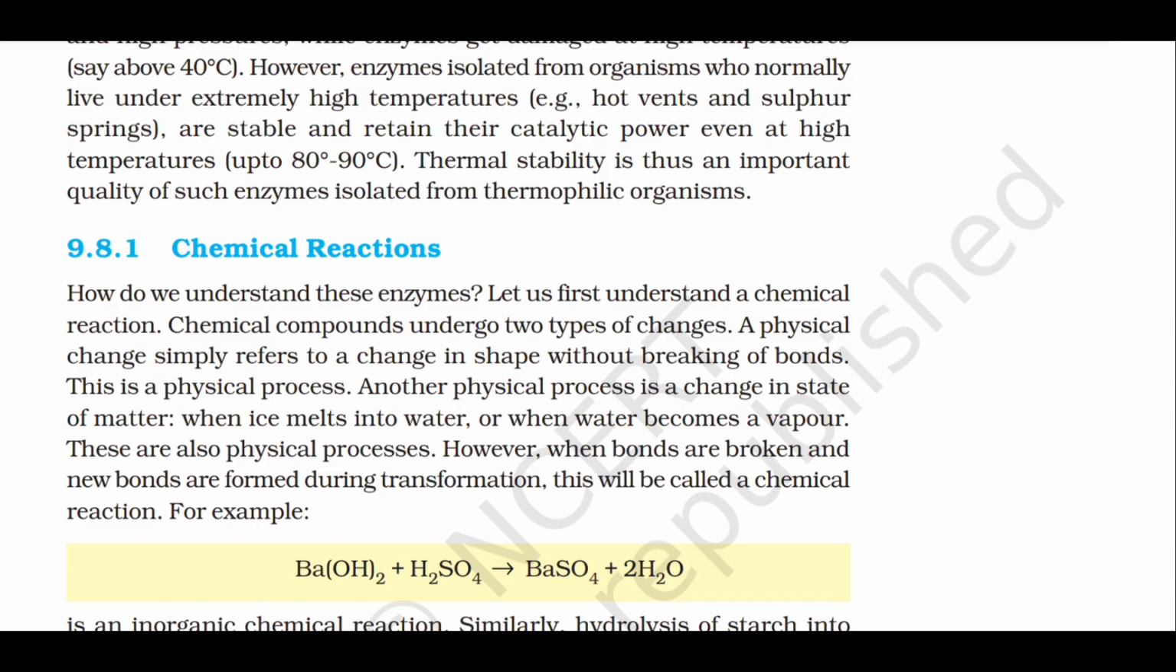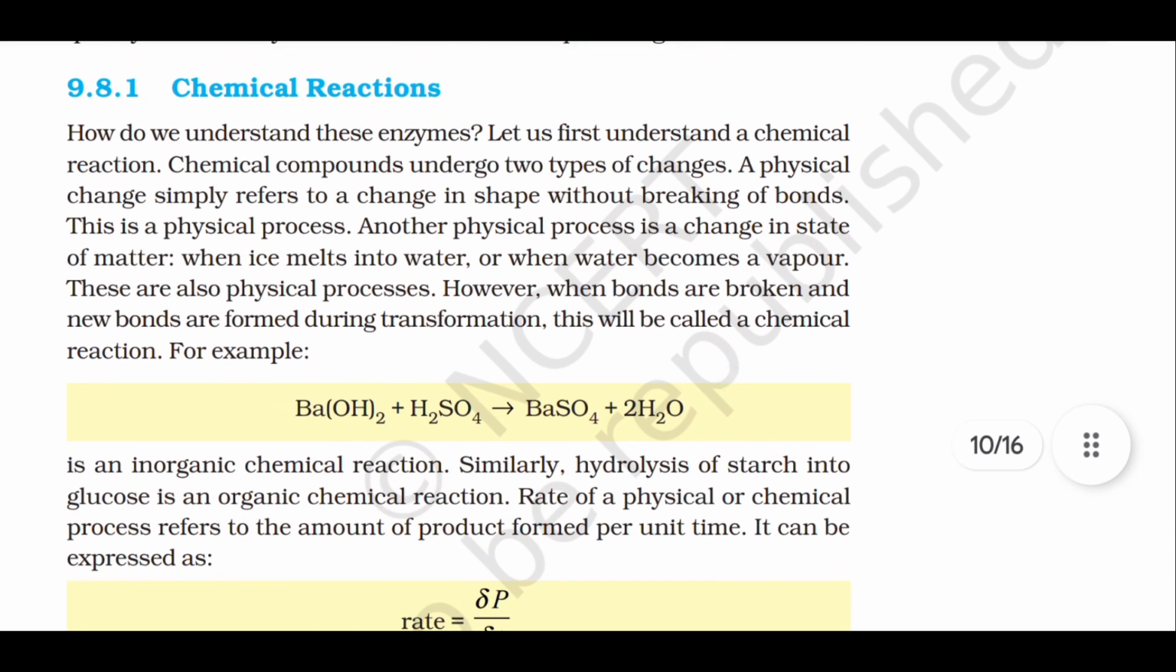9.8.1 Chemical reactions. How do we understand these enzymes? Let us first understand a chemical reaction. Chemical compounds undergo two types of changes. A physical change, simply referred to as a change in shape without breaking of bonds. This is a physical process. Another physical process is a change in state of matter, when ice melts into water or when water becomes a vapor. These are also physical processes.